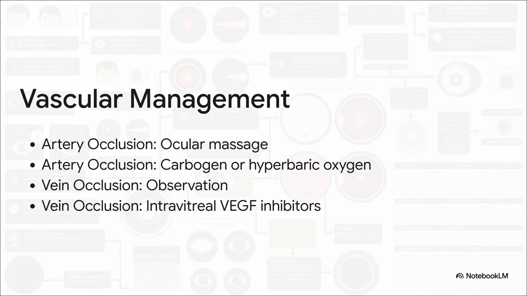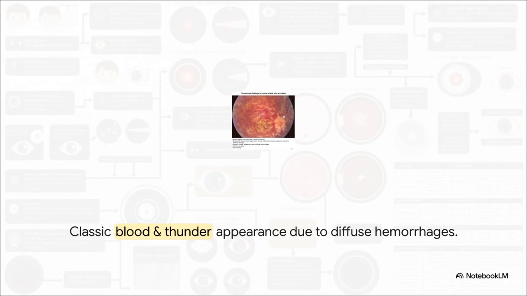Vein occlusion, on the other hand, leans more toward observation or, in some cases, an intravitreal injection of VEGF inhibitors. You have got to recognize the classic blood and thunder appearance of a central retinal vein occlusion. We're talking about diffuse, scattered hemorrhages due to the backup of blood and increased resistance, which leads to ischemic damage. Notice the venous dilation, the tortuosity, cotton wool spots, and disc swelling. Seriously, lock this presentation in your brain for test day.